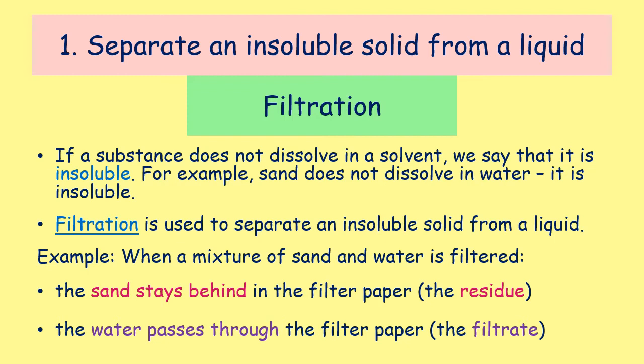So when you have a mixture of sand and water, when you set up a filtration, what happens is that in a filter funnel, which has filter paper inside it, and there's a diagram on the next slide, the sand stays behind in the paper, and we would describe the sand as the residue, whereas the water, the liquid, passes through the filter paper and is called the filtrate.